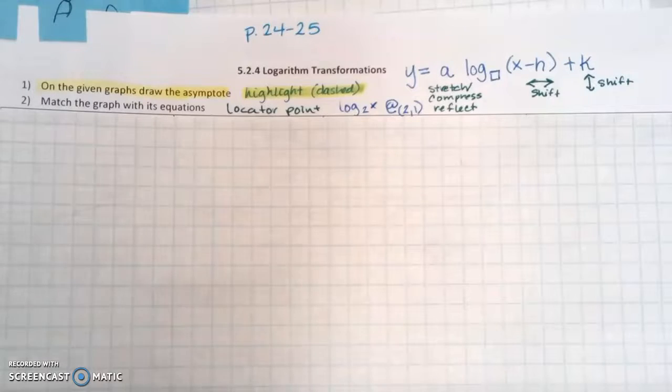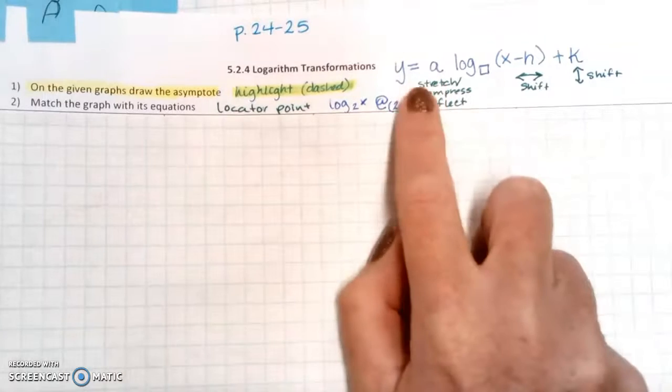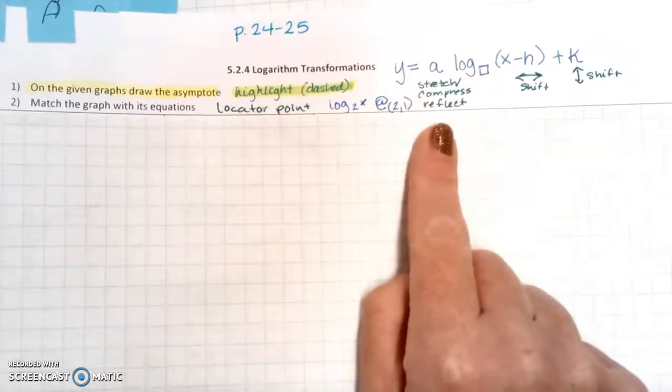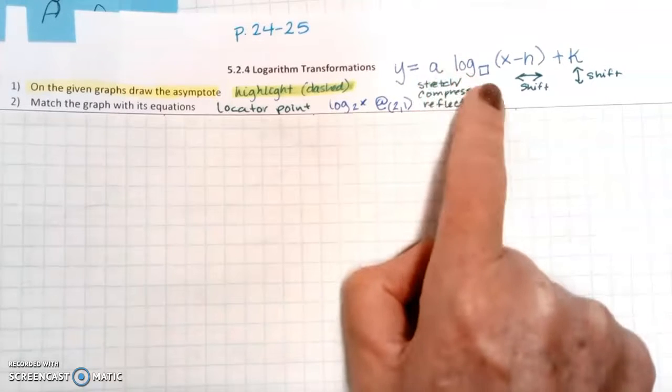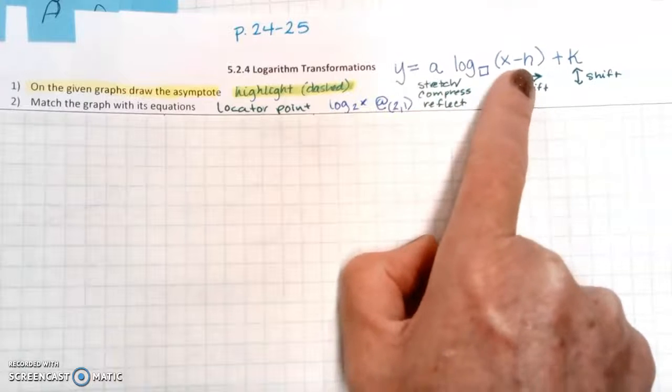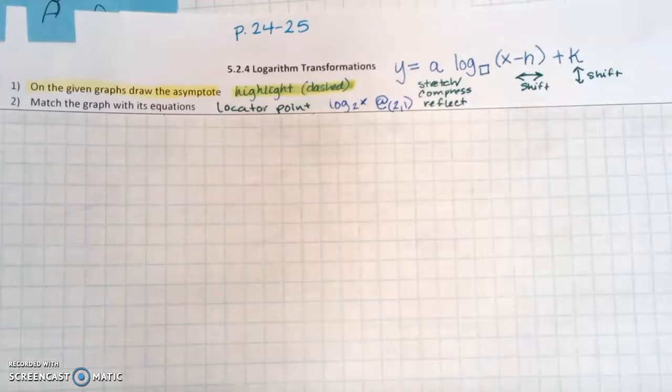Page 2425. And section 524 is titled Logarithm Transformations. The first thing I want you to write down on your paper is this equation: y equals a log base something of (x minus h) plus k. Okay? So this is like standard form for a log.